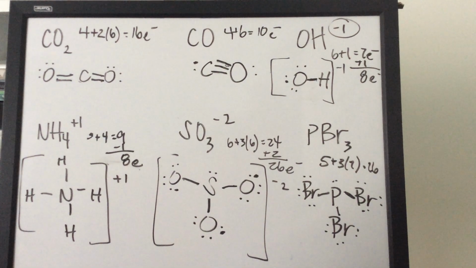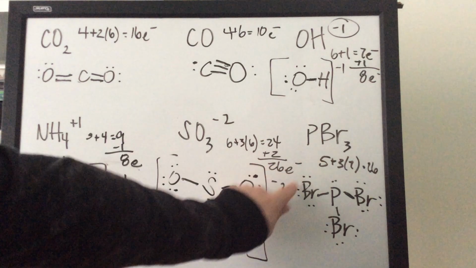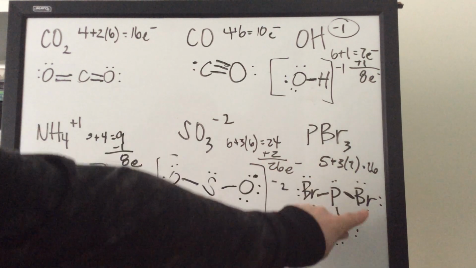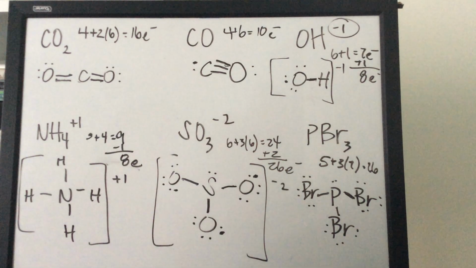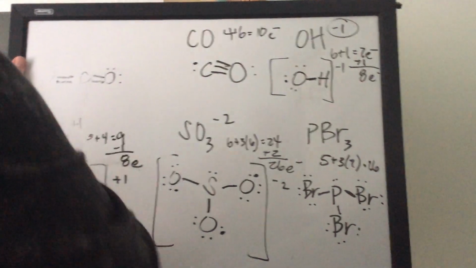Everybody has an octet. And I have 26 electrons. 2, 4, 6, 8, 10, 12, 14, 16, 18, 20, 22, 24, 26. No need for brackets and a charge because it's neutral. And so those were my first 6, and I believe we have 5 left to do. So give me 1 second.